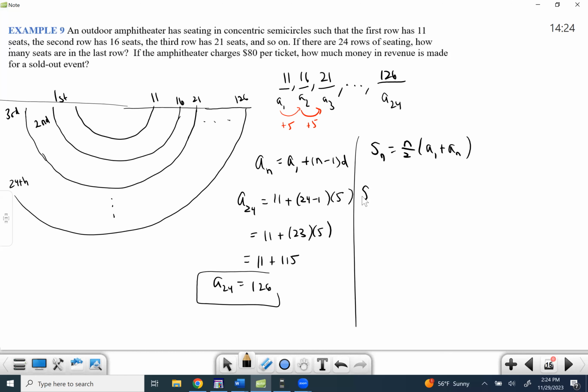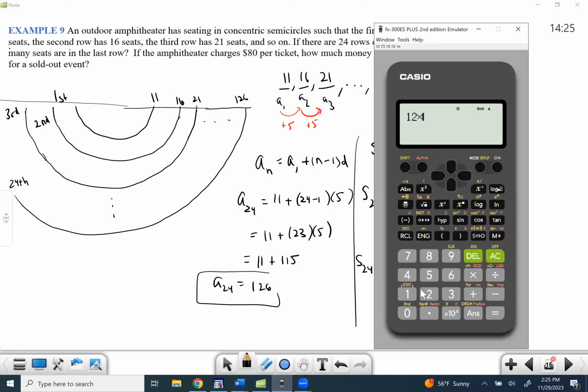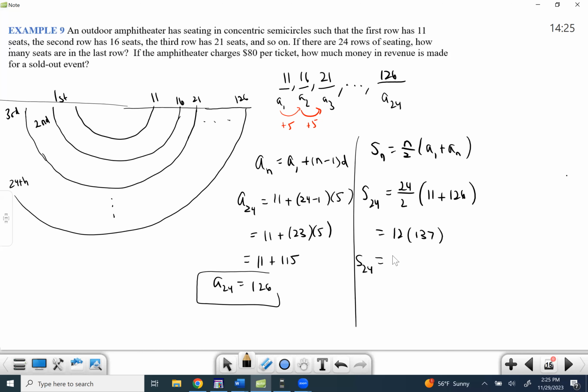All right, let's see. S sub 24. Okay, so we've got 24 divided by 2. We know the first row has 11. We know the last row has 126. So this is going to be 12 times 137. So let's go figure out what the sum of the first 24 is. So 12 times 137 is 1,644. Now, that's how many seats there are, right?